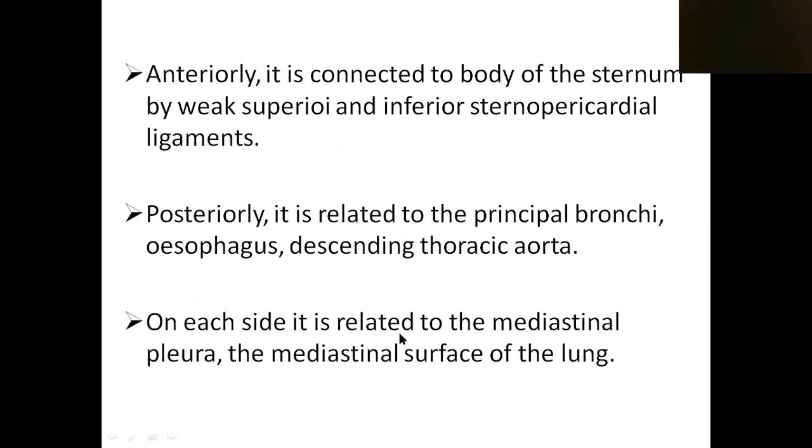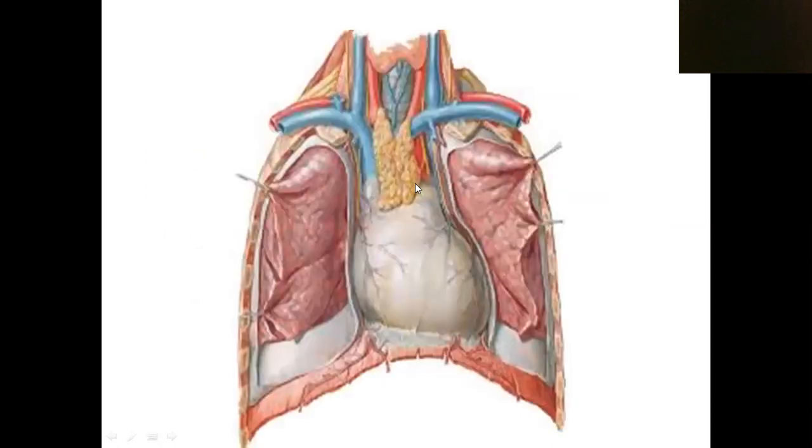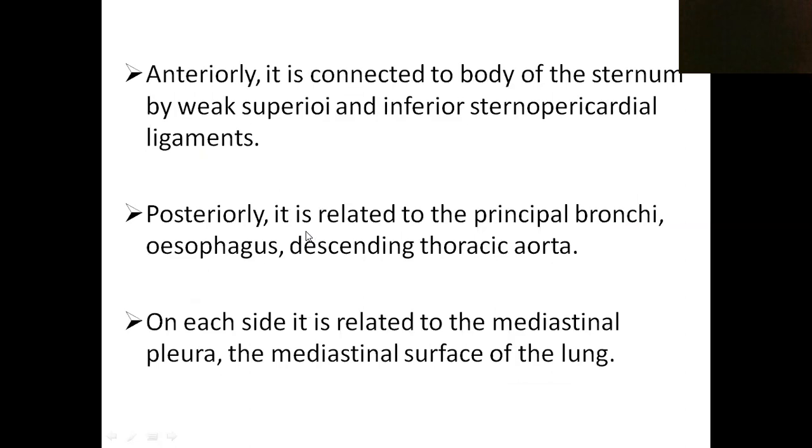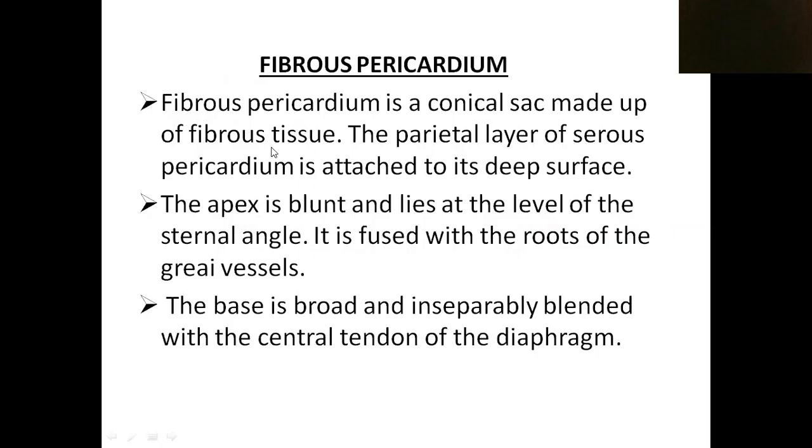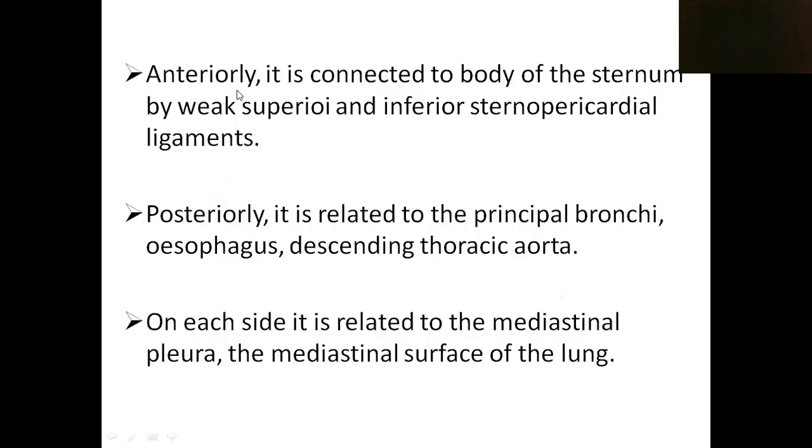Then on each side it is related to the mediastinal pleura and mediastinal surface of the lung. Simply we can say that, see, this is the fibrous pericardium. On either side it is related to lung and pleura. So those are some of the relations of this fibrous pericardium. What are the features? It is conical in shape, apex is blunt and continues with the root of the great vessels, then base which is connected to central tendon of the diaphragm. Then relations: anteriorly superior and inferior sternopericardial ligament, posteriorly principal bronchus, esophagus, aorta, on either side lungs.